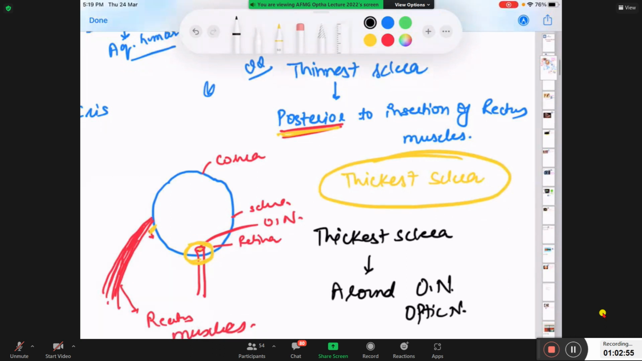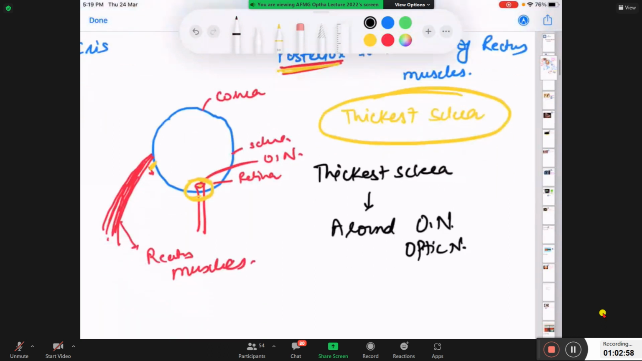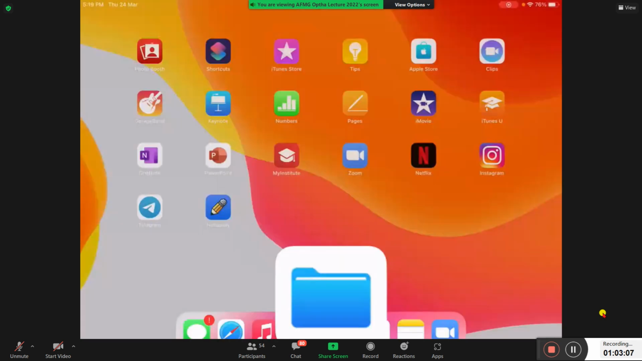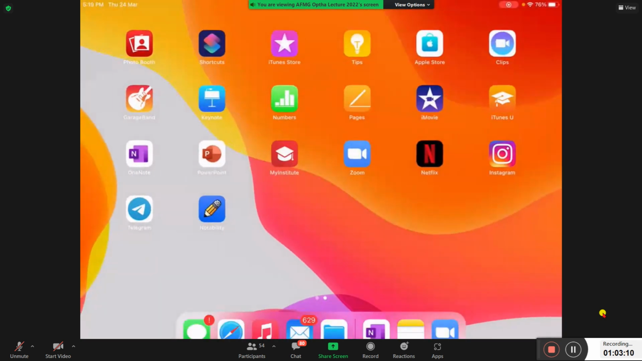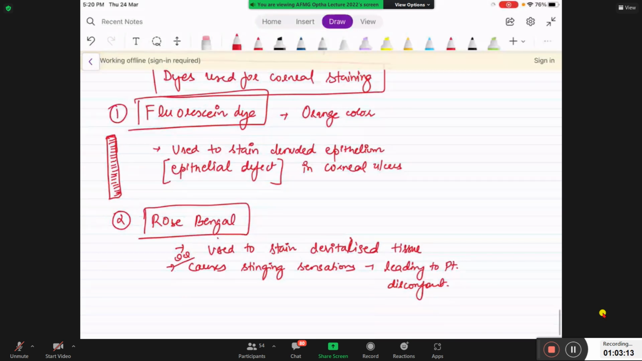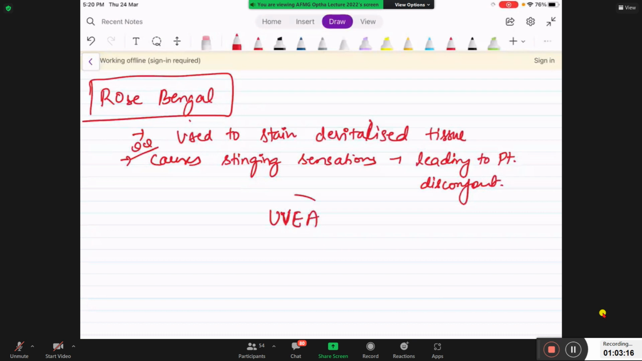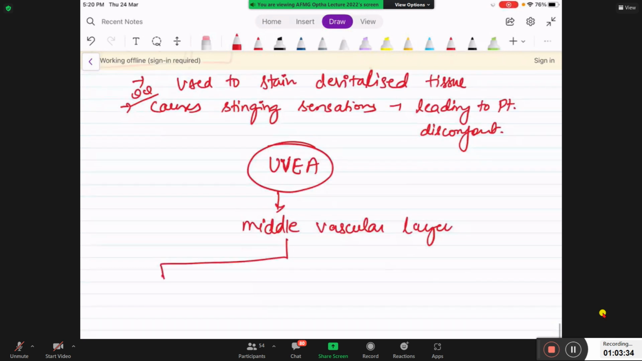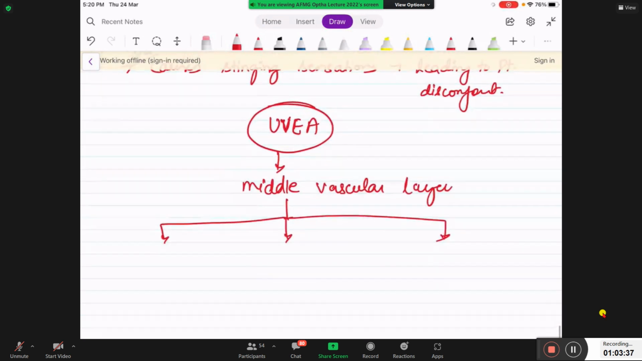Okay. Next, write down. We have discussed cornea, we have discussed the sclera. So in totality, we have discussed the outermost part of the eyeball, right? Now we will discuss the middle layer of the eyeball. And you all know the middle vascular layer is called as uvea. This uvea is the middle vascular layer. Unlike cornea, which is avascular, uvea is a vascular layer. And this uvea is divided into three parts.